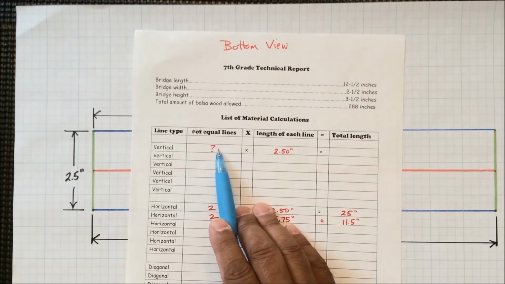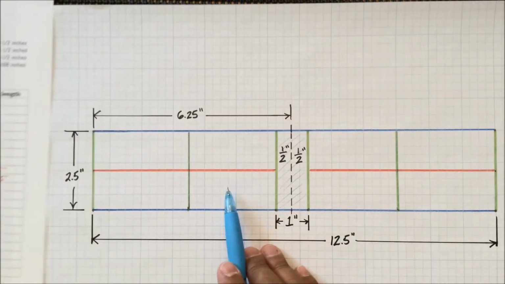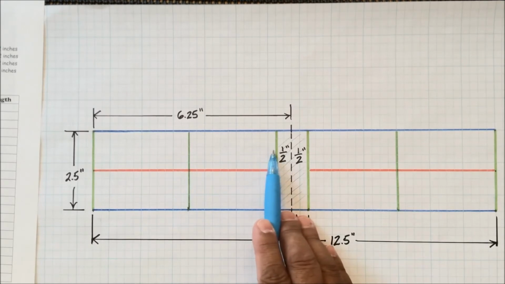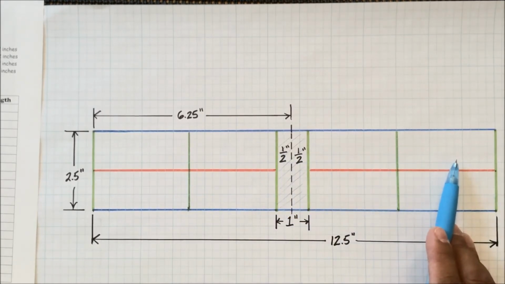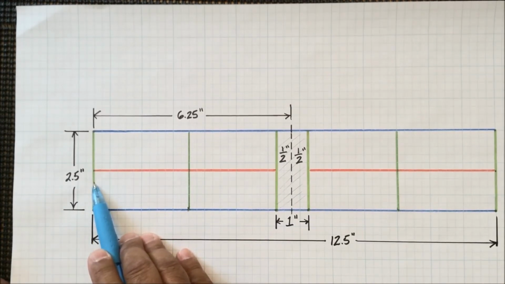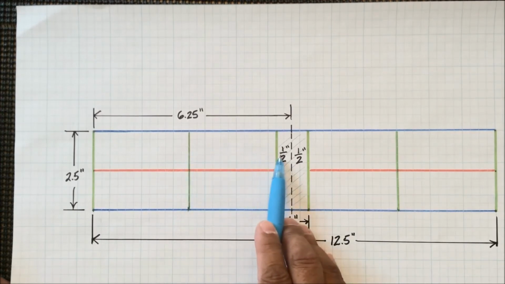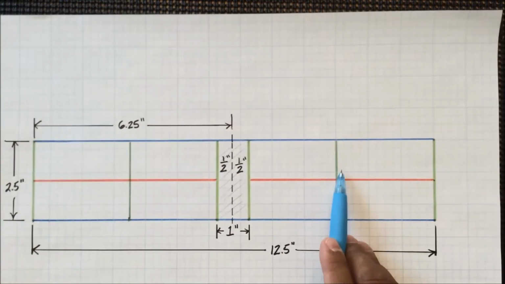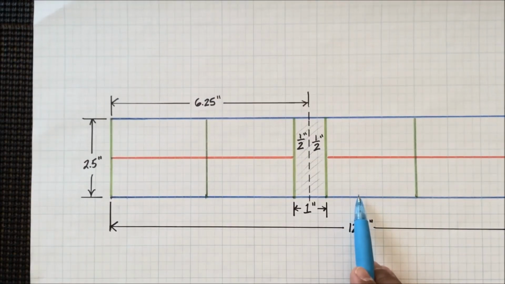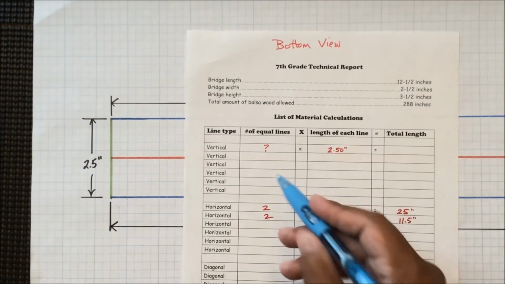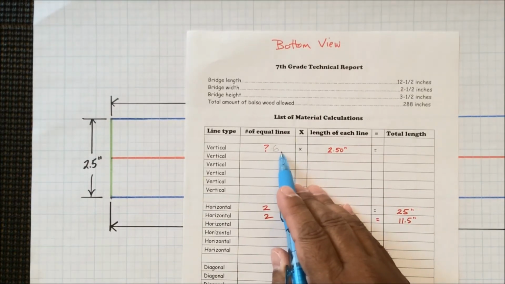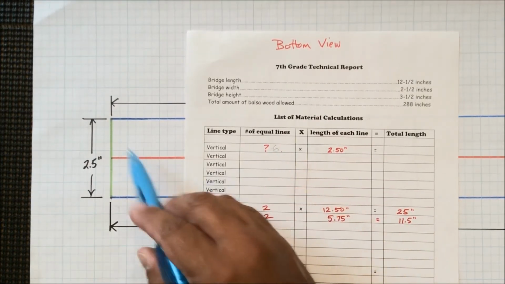I put a question mark on this sheet right here simply because on your design, the design choice is up to you as to how many vertical lines you want to put of support in your design. Now with this particular design, I have a total of, and we're talking about the green lines here, 1, 2, 3, 4, 5, and 6. 6 green lines that are the same length. So on my sheet, what I would record under number of equal lines, I would put a 6. 6 equal lines.